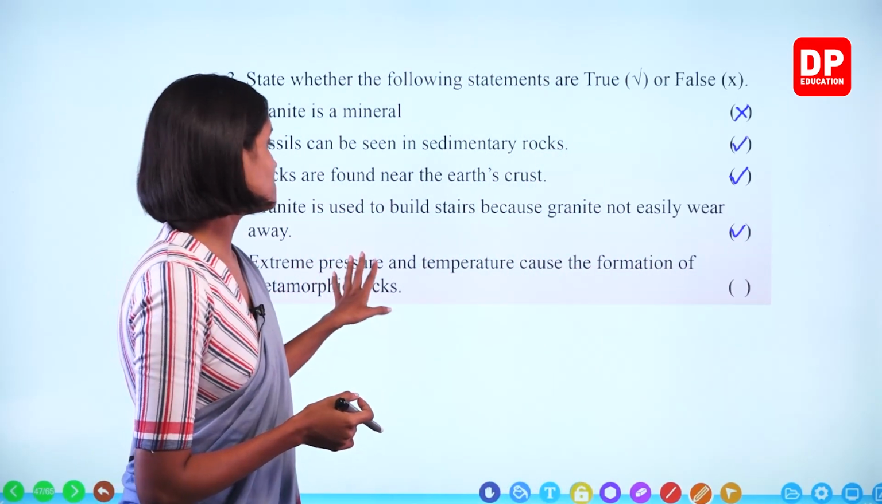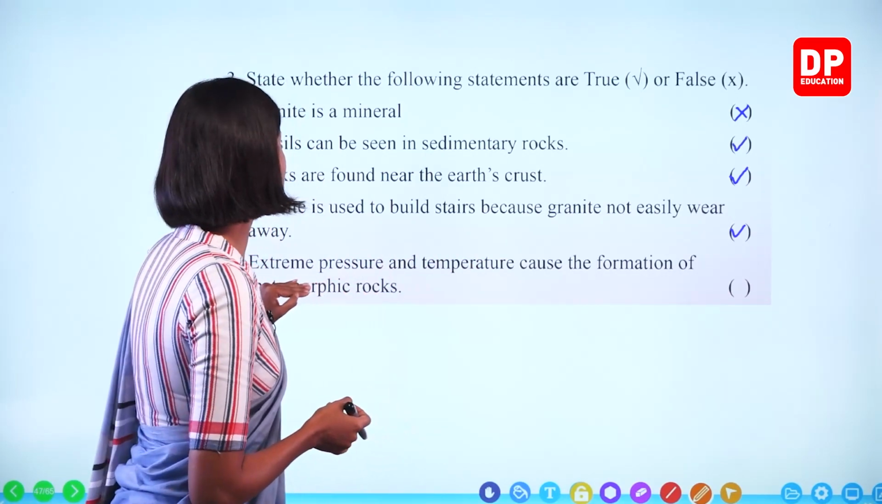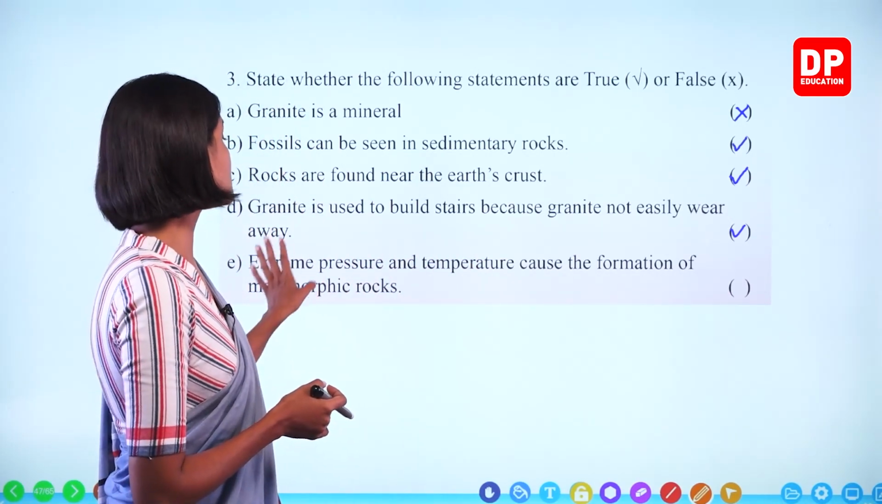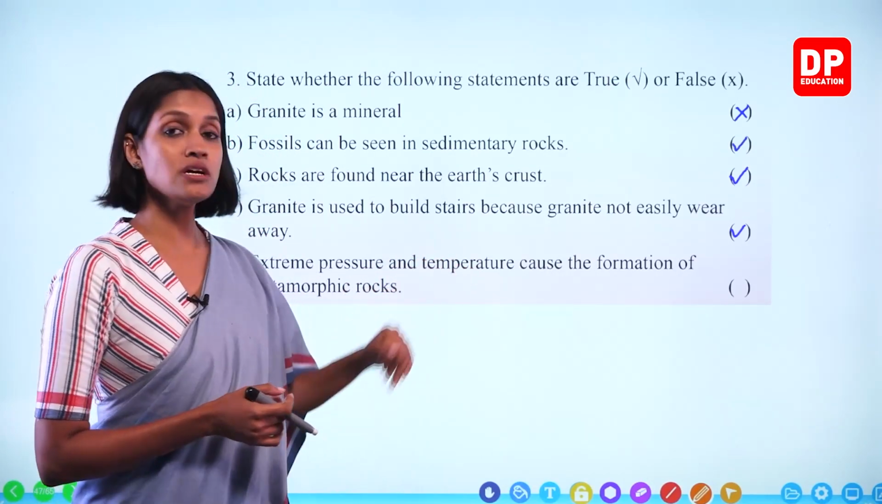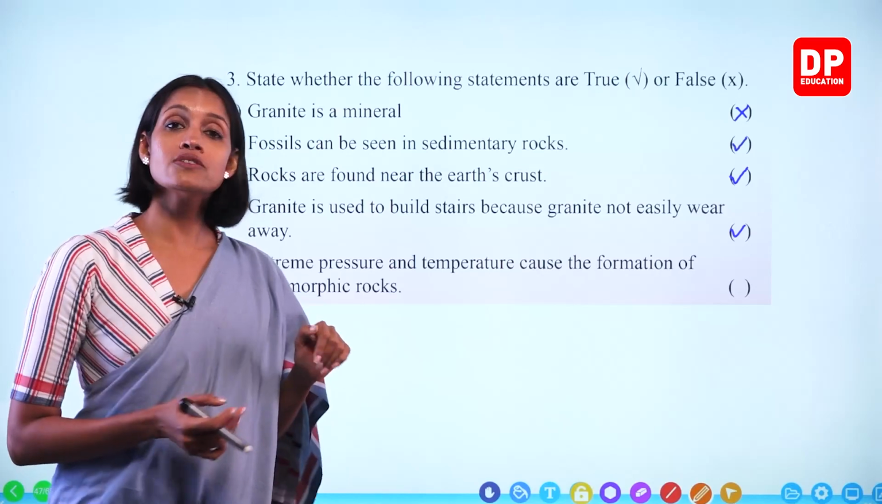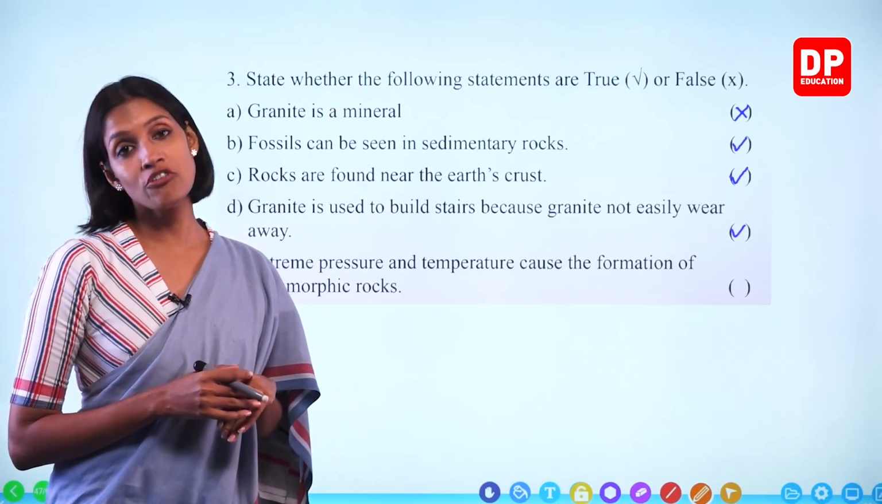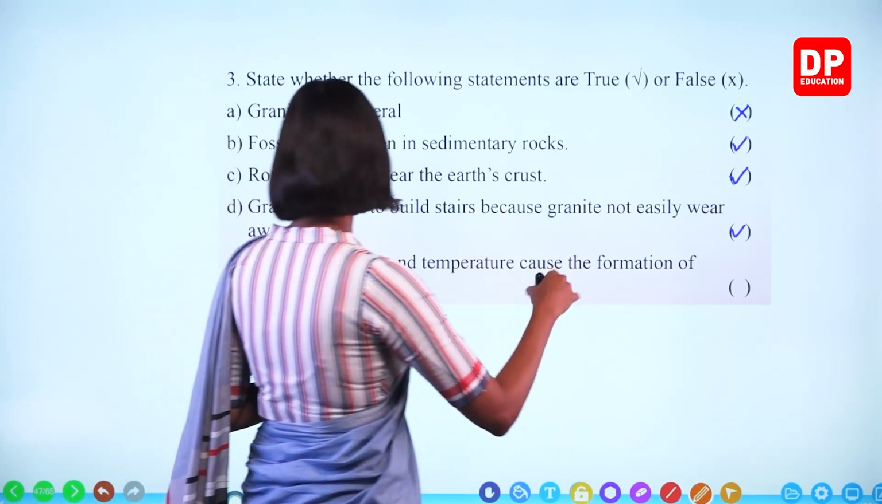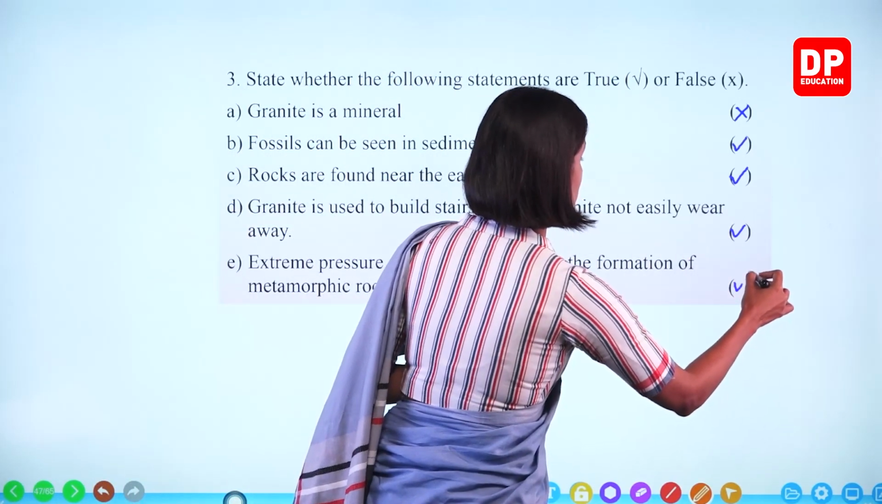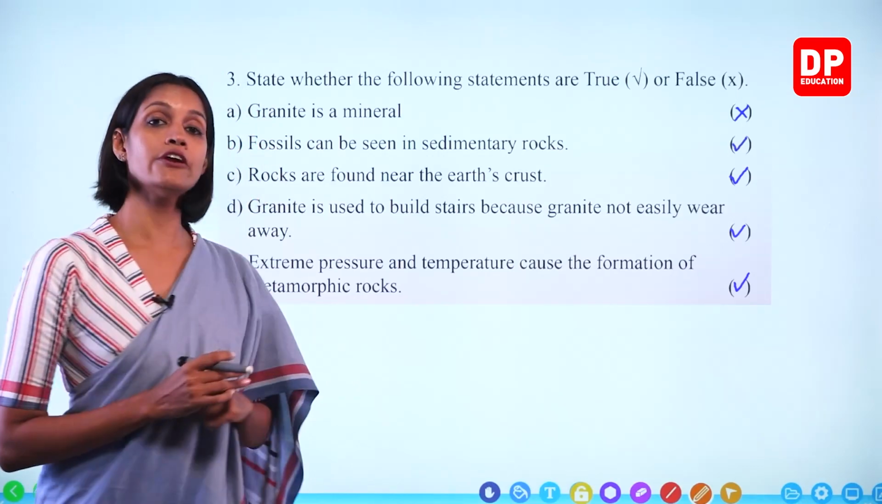Extreme pressure and temperature cause the formation of metamorphic rocks, right? Due to extreme temperature and pressure, igneous and sedimentary rocks undergo changes and metamorphic rocks are formed, okay? So, extreme pressure and temperature cause the formation of metamorphic rocks. That is also correct. Right, children?